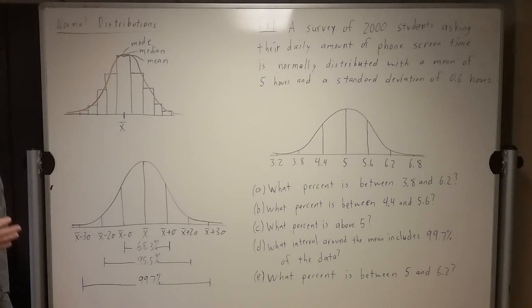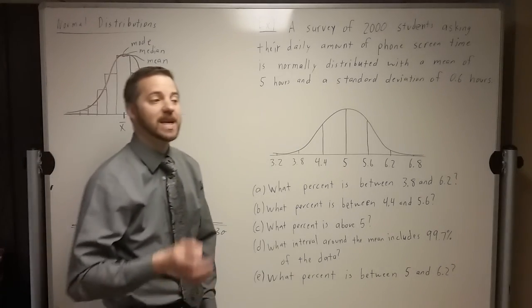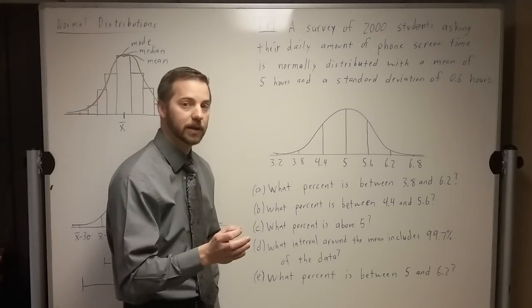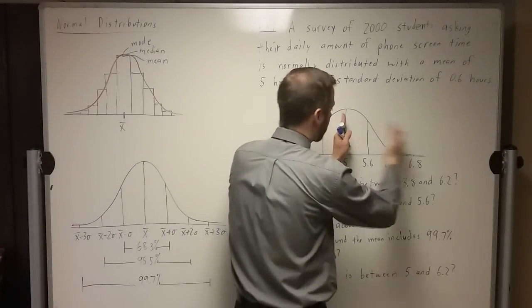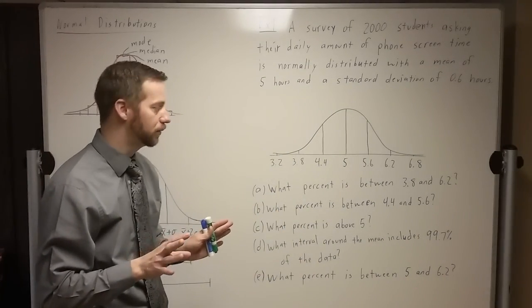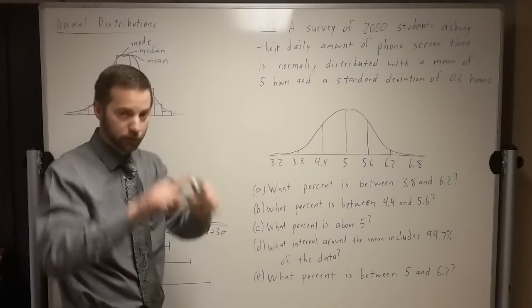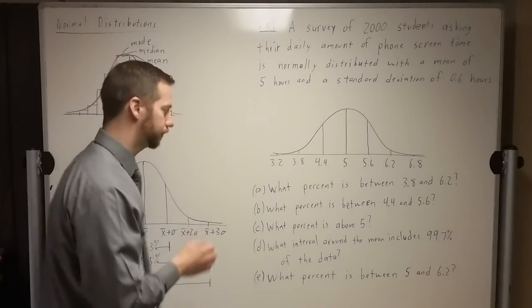Now, some of these are going to be a little more straightforward than others. Something else that we need to keep in mind about the normal distribution is it is perfectly symmetric. So whatever happens over here, happens over here. Now there are skewed distributions, they call them. We're looking at normal distributions that are not skewed in any way, so perfectly symmetric distributions.